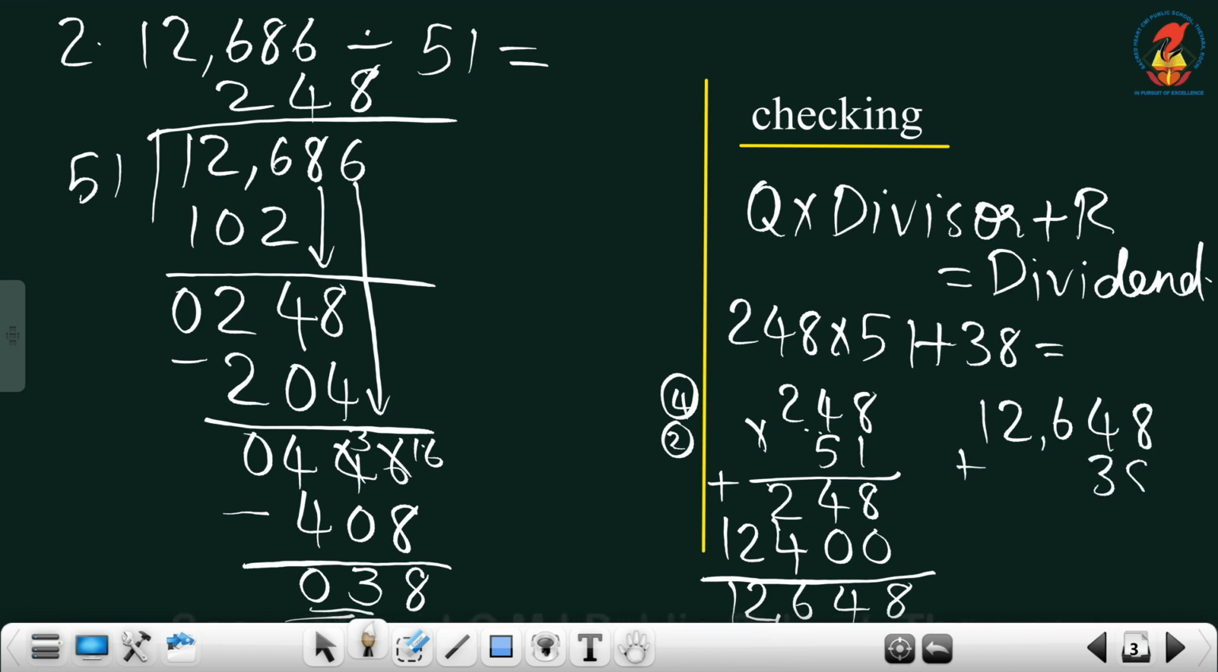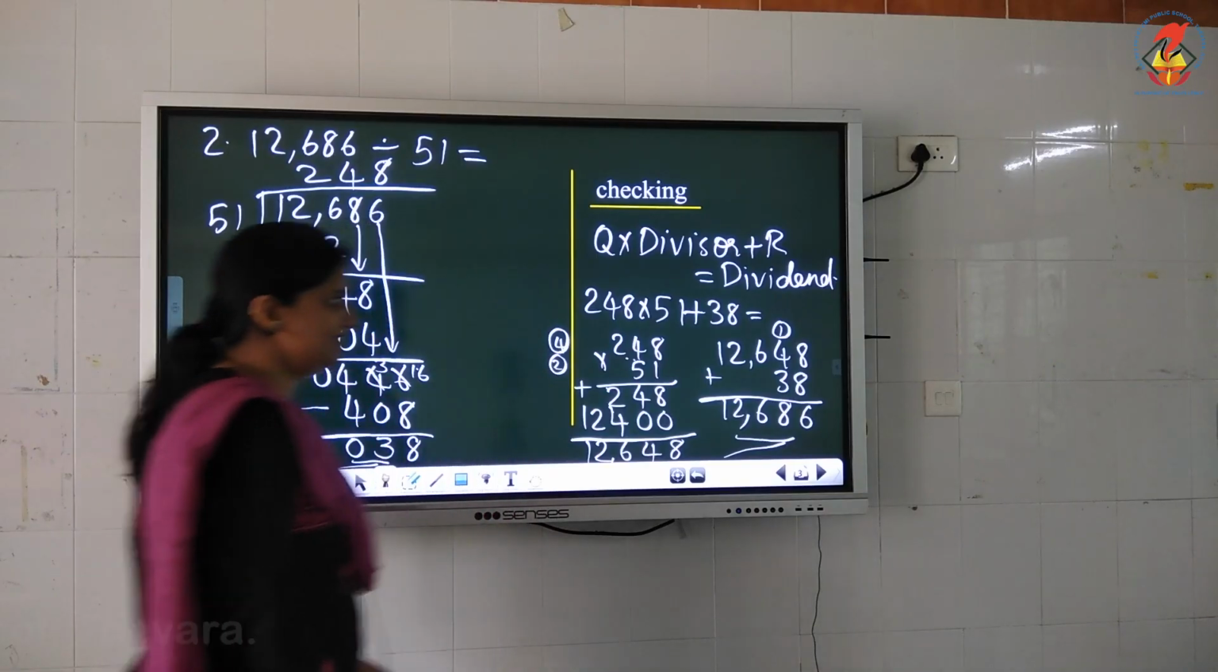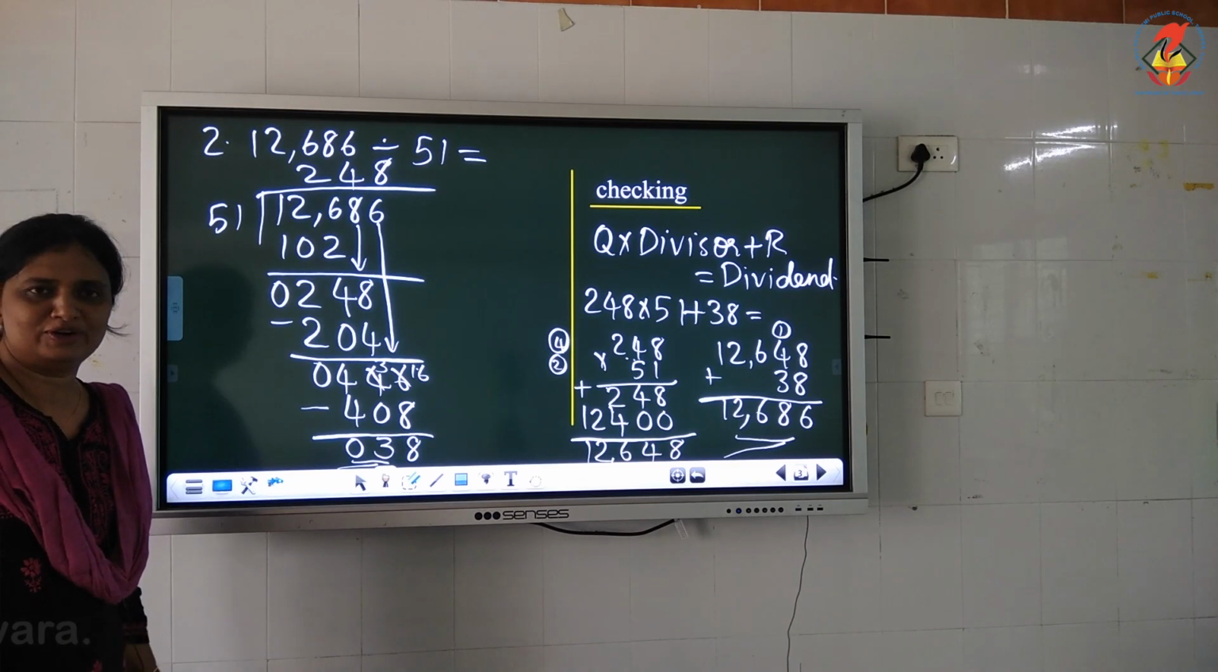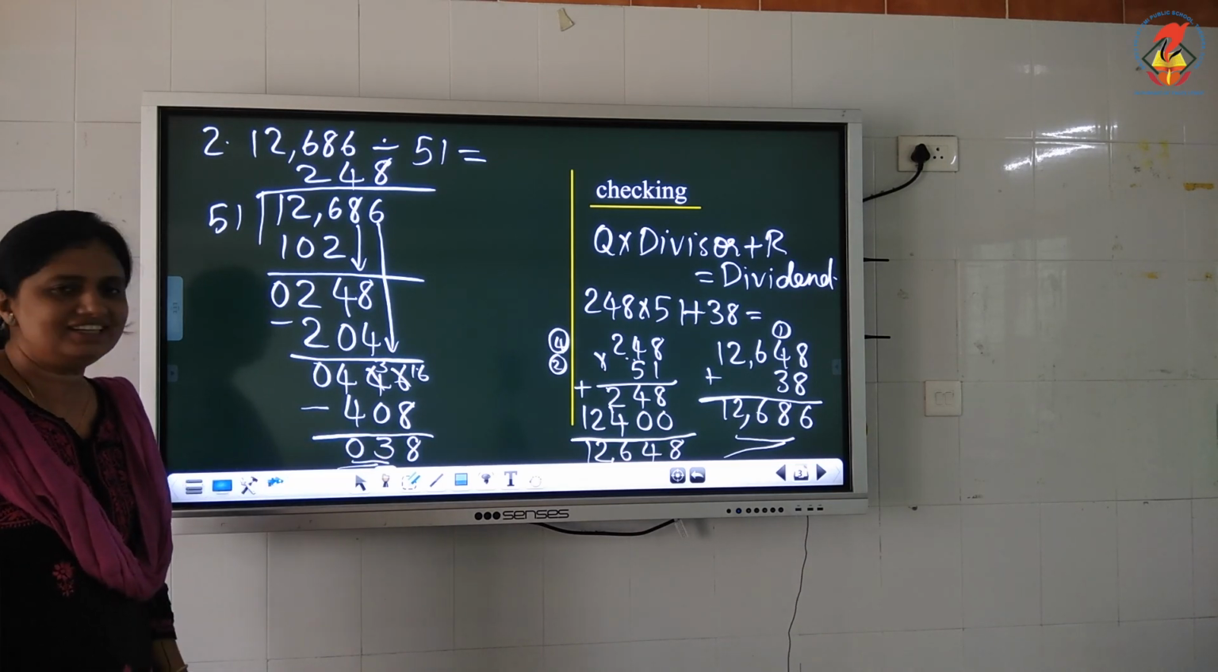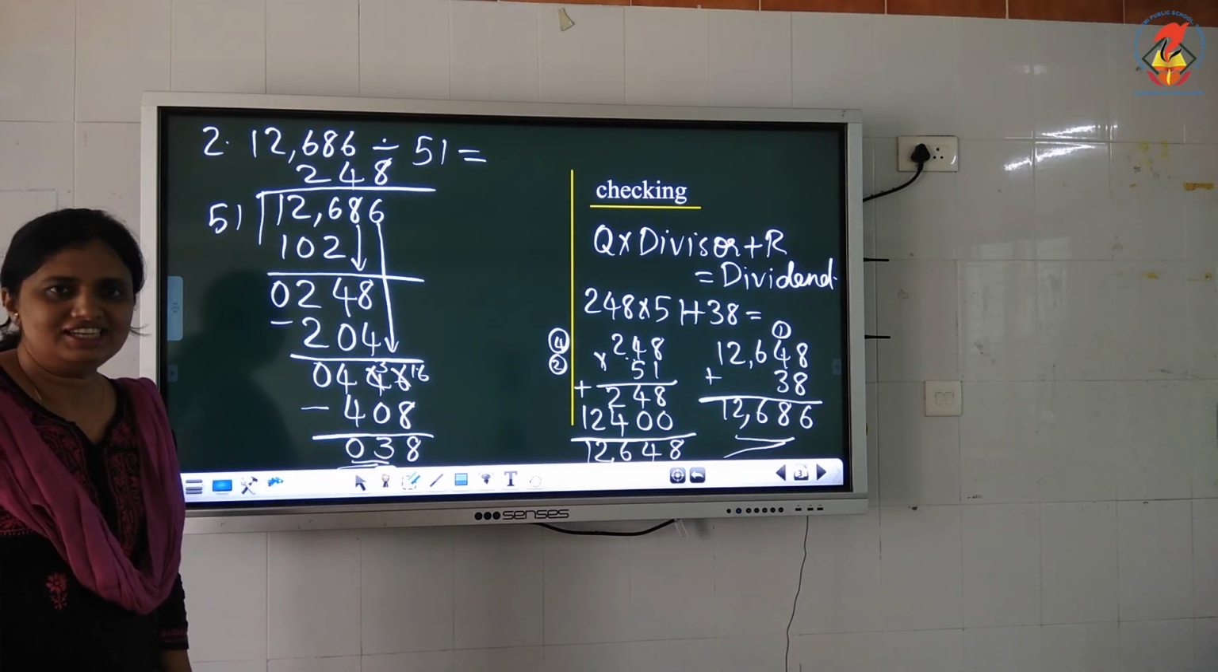Plus 38. 8 plus 8, 16. 1. 4 plus 1, 5. 5 plus 3, 8. Then 6, 12. 12,686 I got. That means my answer is correct in the division, right? Is it? Yeah.